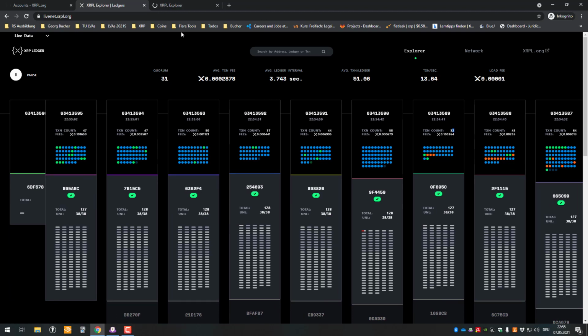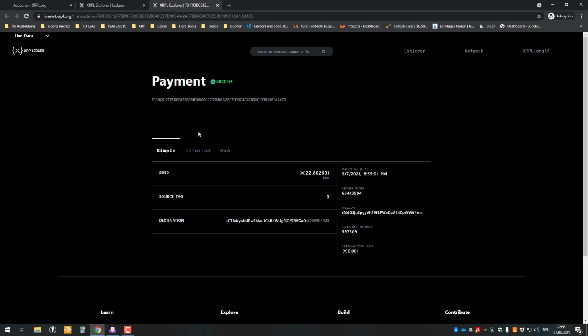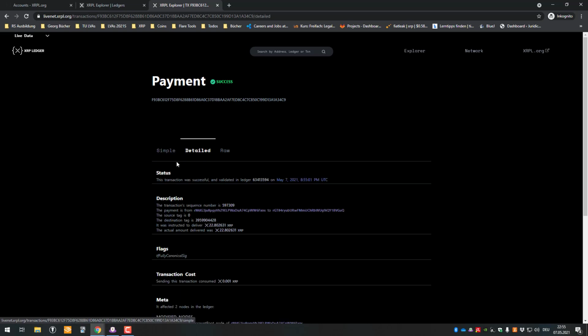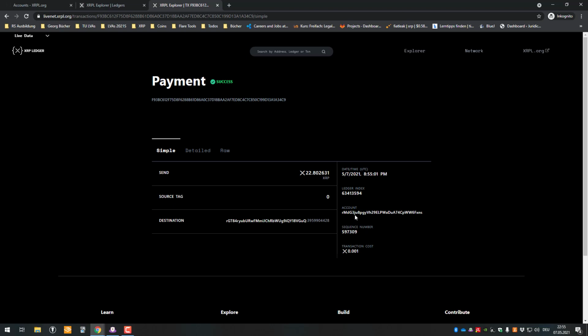For example, if we just look at a payment, we can see that there has just been a transaction closed of 22.80 XRP being sent to this address, for example, from this address, which I always miss seeing in the detail, but whatever. So the account is that one, and that's the destination. So we can see XRP being sent from this address to this address there.